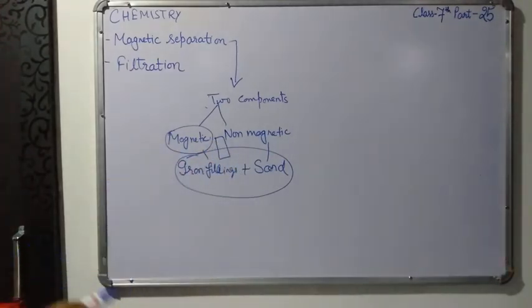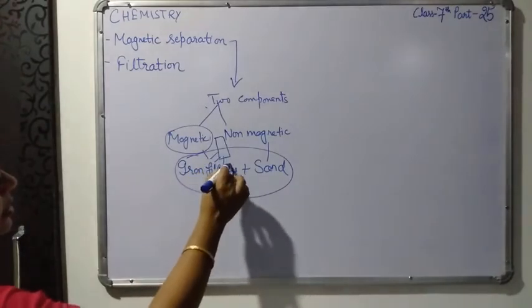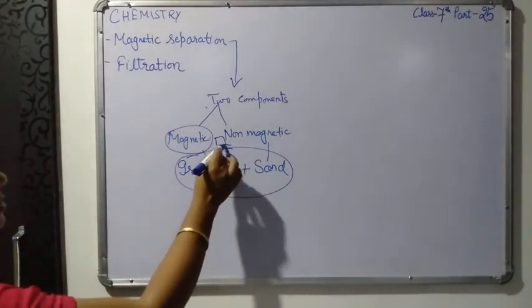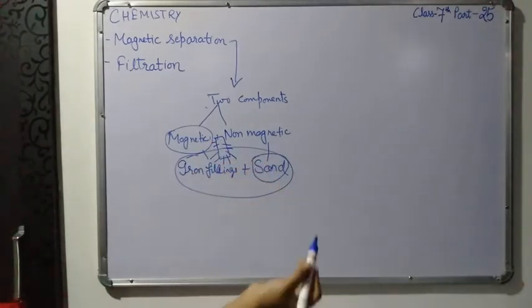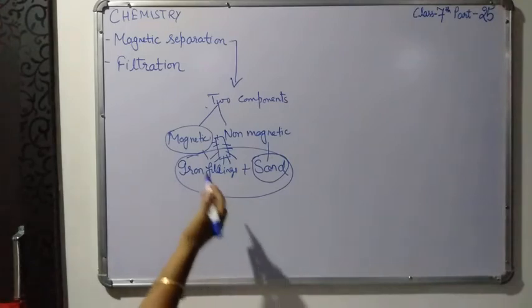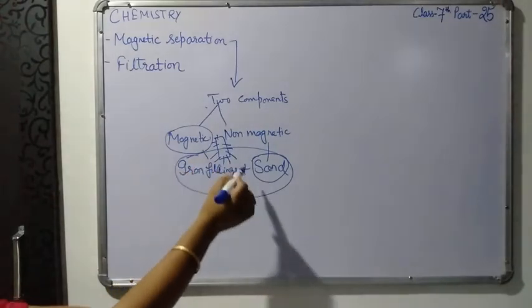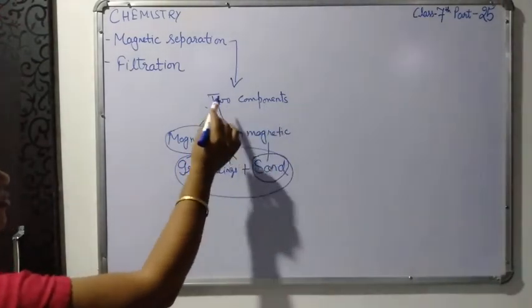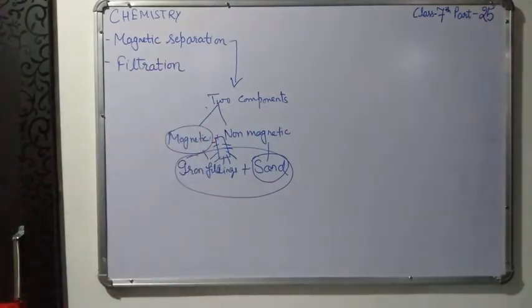What you will observe is that all the iron filings will be stuck to the magnet, and the sand will be left behind in your container, in your dish. So with the help of this magnetic separation method, you can separate two components in which one component is magnetic in nature.